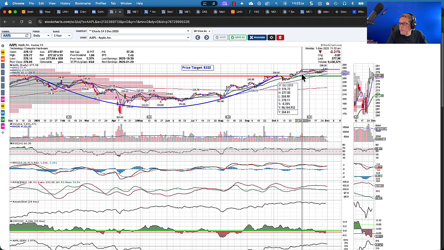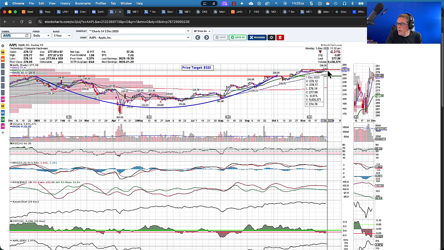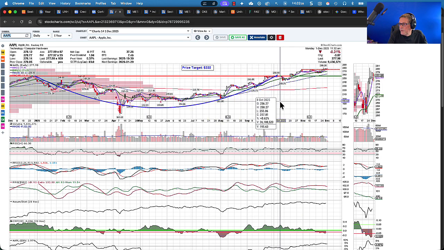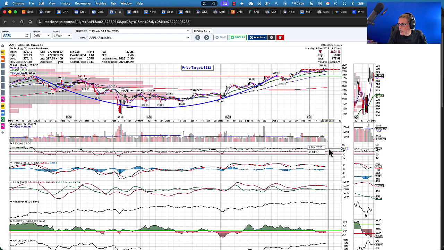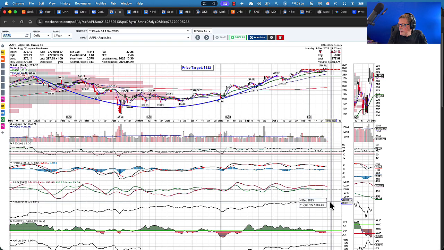On October the 31st, we had a high of 277, so I've drawn a line of resistance across there, and for the last 3 days it has been trading above that resistance line. So I'm watching to see if it can sustain this level and continue moving higher and eventually get to this price target. The RSI is in bullish territory, as is the PPO, and the accumulation is near 52-week highs.